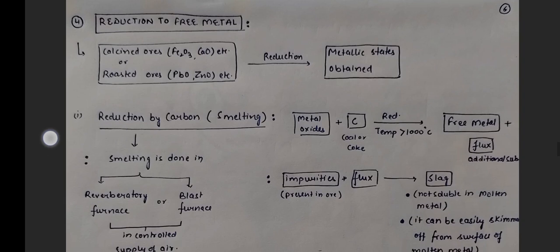Sixth one is reduction to free metal. Calcinated ore like Fe2O3 or CaO etc., or roasted ores like PbO, ZnO etc. When these get reduced, they will give metallic states.